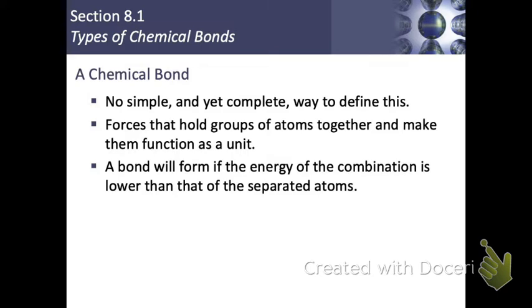A bond will form if the energy combination is lower than that of separated atoms. So the whole goal for atoms is to get to the lowest energy level possible. Just like you guys, you want to be at your lowest energy all the time. Just like most people, we want to be at our lowest energy. So their goal is to find the orientation of electrons that gives them the lowest energy level possible, and if that happens to be in a bond, then that's how they go about it.